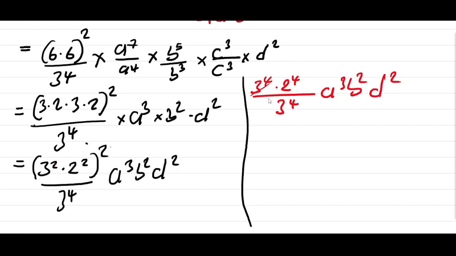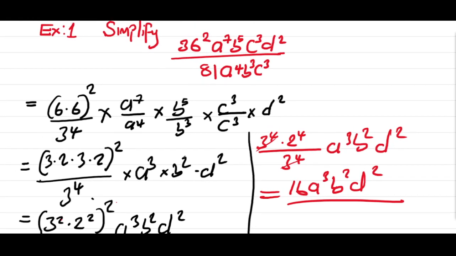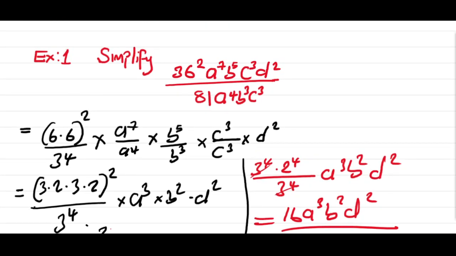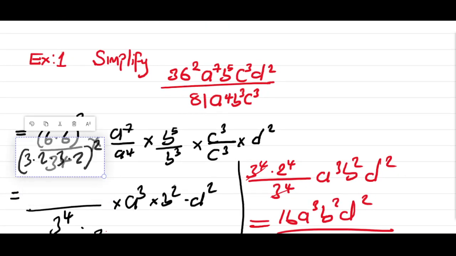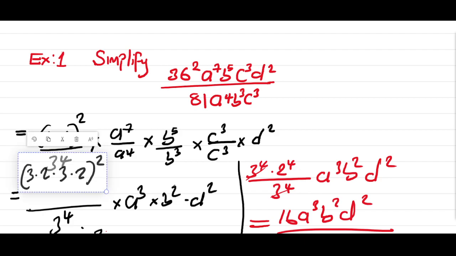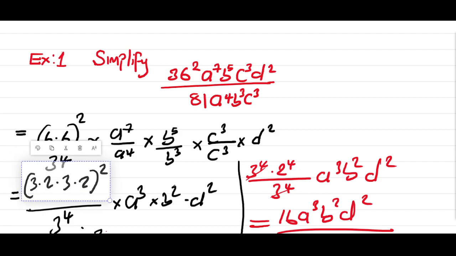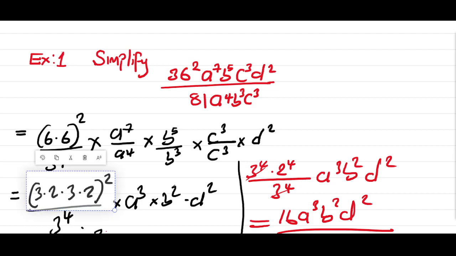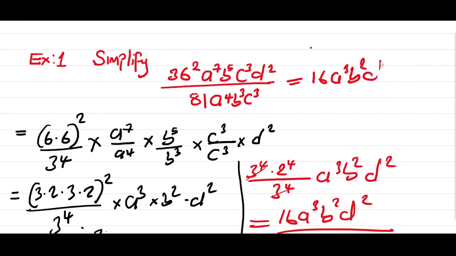But then these cancel out, so we have 2 to the 4th power, which is 16. So this is 16 a cubed b squared d squared, and this is the simplest form. We can keep this expression. So here we have our answer to be equal to 16 a cubed b squared d squared.